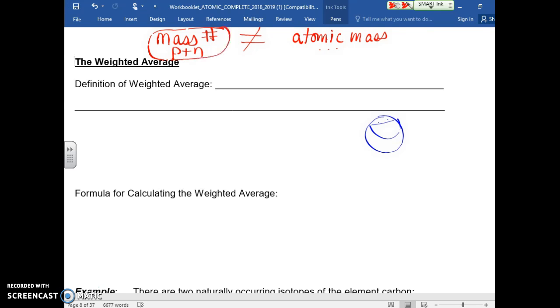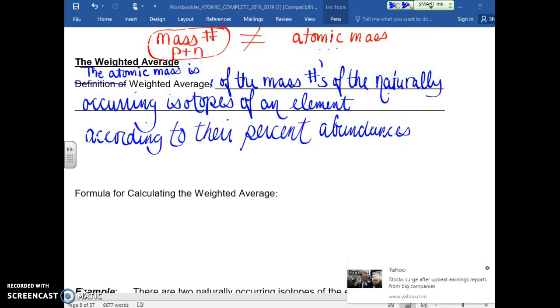Let me give you the definition of atomic mass. The atomic mass is a weighted average of the mass numbers of the naturally occurring isotopes of an element according to their percent abundances. So what does that mean? Well, let's look at that in terms of the formula. The formula is not given to you on your reference table. It's something you have to memorize. So let me write it out, and then we'll discuss it.